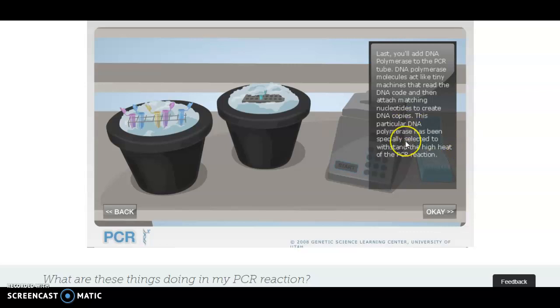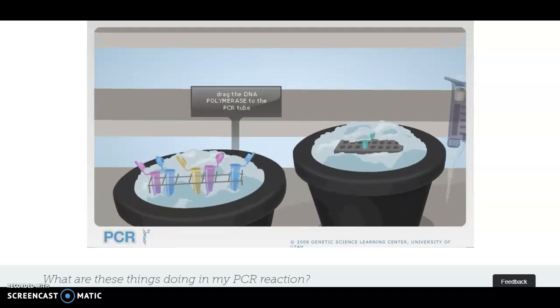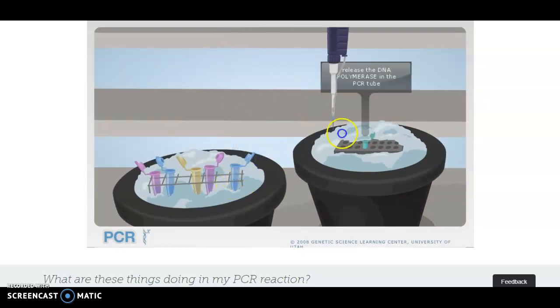So the DNA polymerase, again, that's a little machine that takes all the nucleotides and puts them all together in a row, which we'll see in just a minute using complementary base pairing rules, which hopefully we know a little bit about. We need to grab our DNA polymerase. Hold the plunger into the tube.